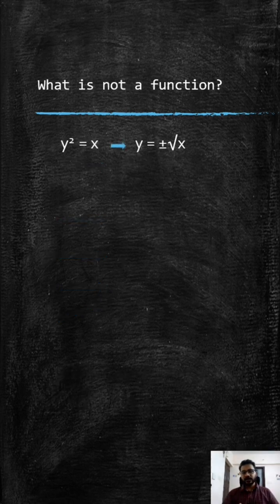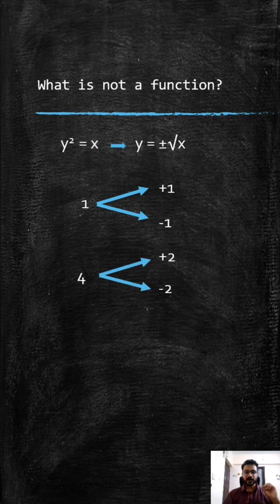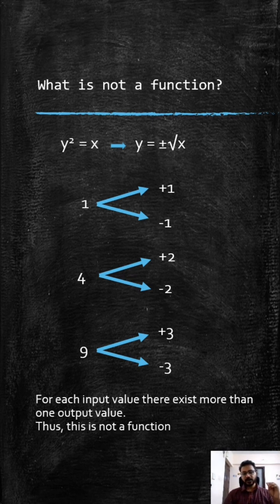Now let's see what is not a function. Here y square equal to x, which will give y equal to plus or minus root x. So for input value 1, output can be either plus 1 or minus 1. Similarly for input 4, the output value is plus 2 or minus 2. Similarly for 9, plus 3 or minus 3. So here for each input value, there exists more than one output value, which violates the definition of a function. A function should have only one output value. Otherwise, we cannot predict the output value based on input value, which is common sense. If one input gives two output values, how can we predict? So this is not a function.